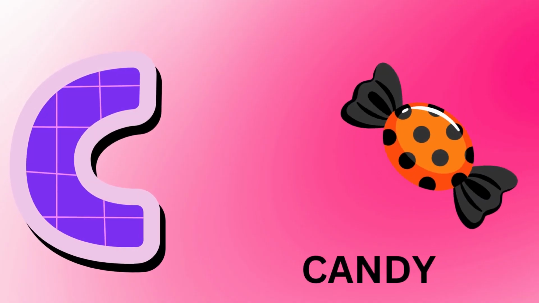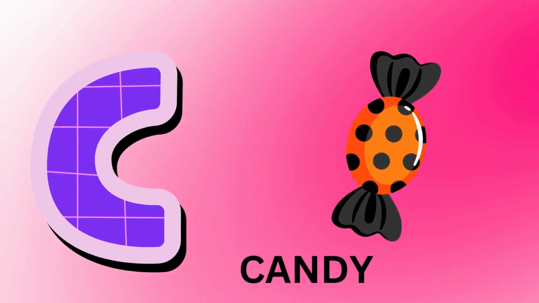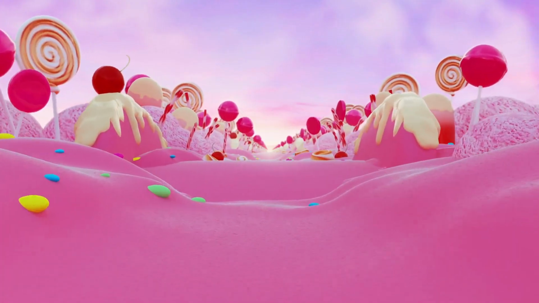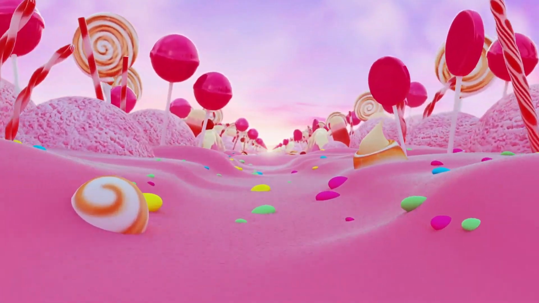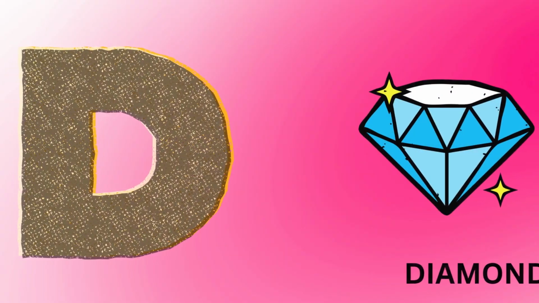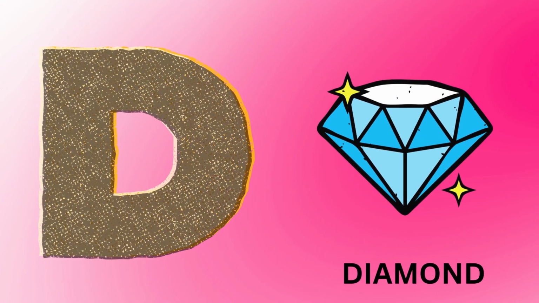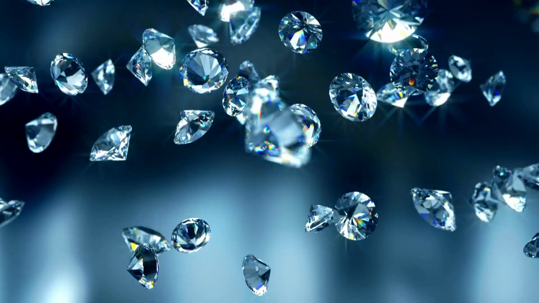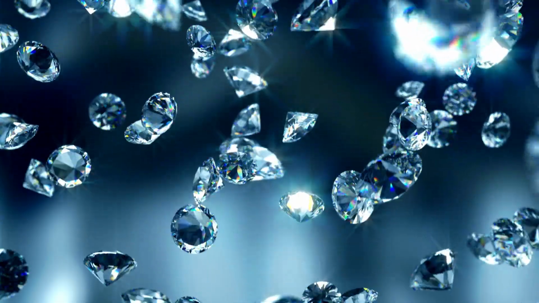C is for candy, C, C, candy, C, C, candy, C, candy. D is for diamond, D, D, diamond. Diamond, D, diamond.